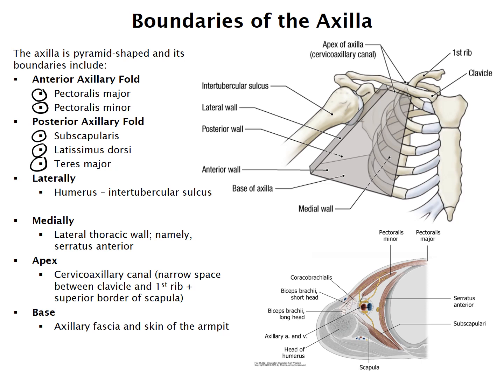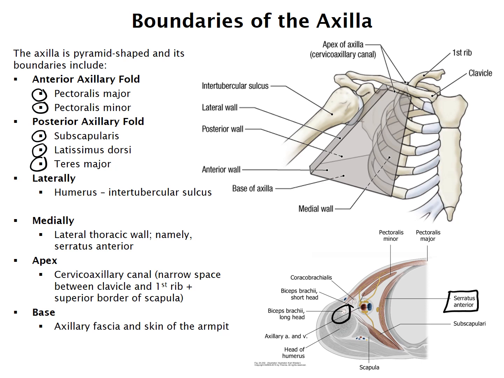The intertubercular sulcus of the humerus, also known as the bicipital groove, is considered to be the lateralmost boundary of the axilla. Here's the intertubercular sulcus, with the long head of the biceps brachii tendon seated within the groove. And the medialmost boundary of the axilla is considered to be the lateral thoracic wall, which is covered by the serratus anterior muscle.